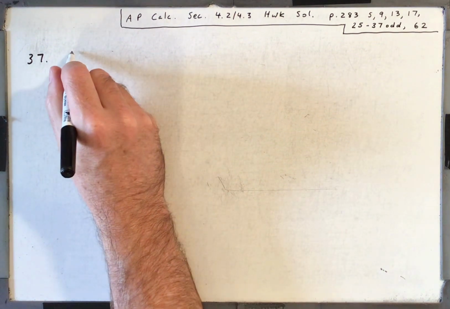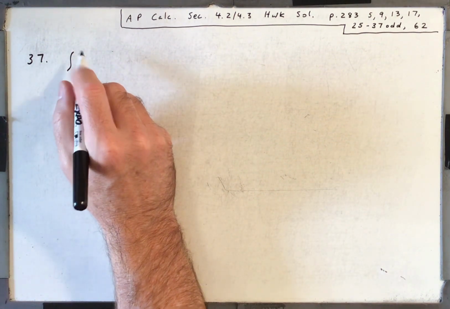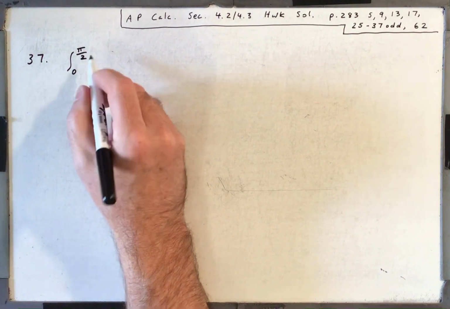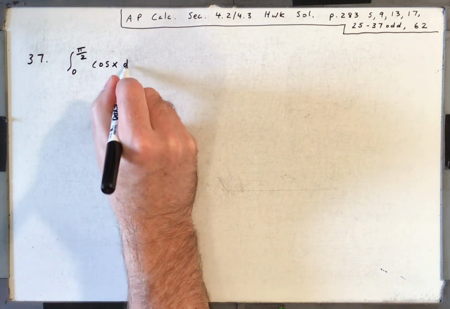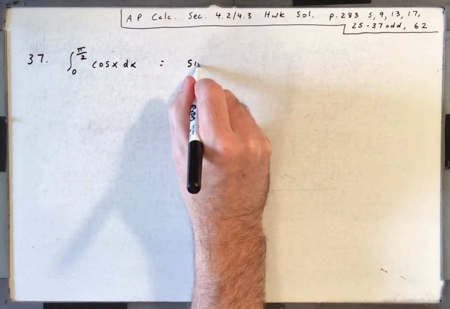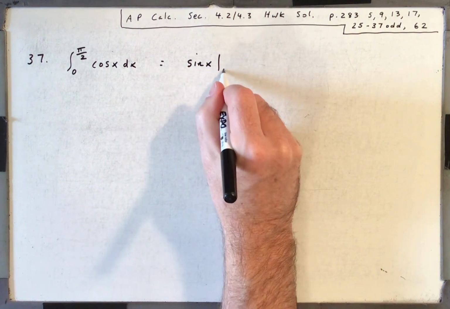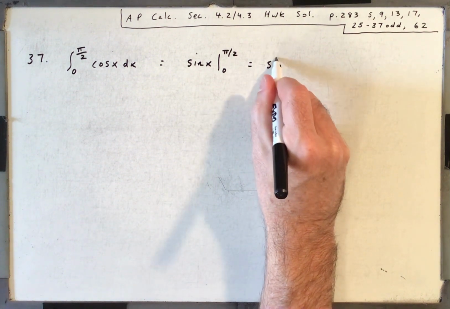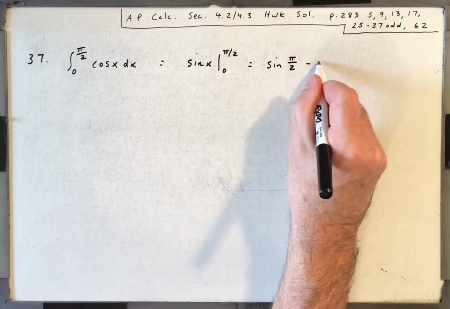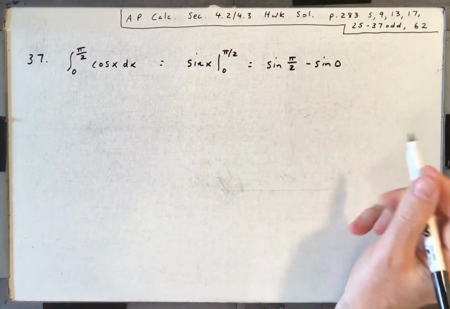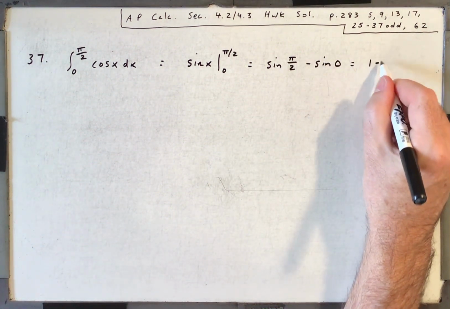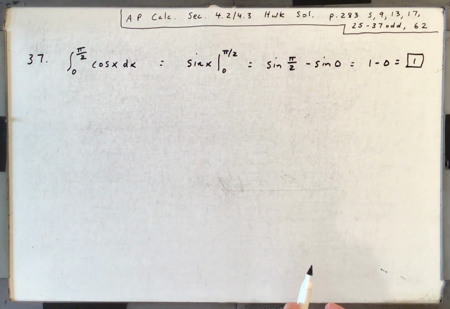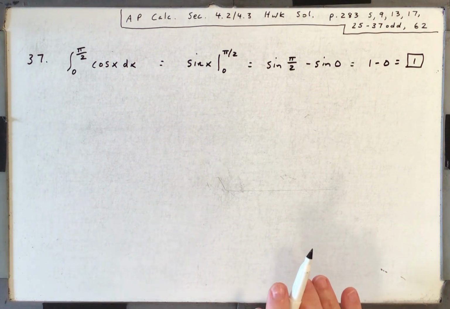37. We're finding the area from 0 to pi over 2 of cosine x. All right, this is easy. So the antiderivative of cosine would be sine x. From 0 to pi over 2, that's going to be the sine of pi over 2 minus the sine of 0. The sine of pi over 2 is 1. So that's 1 minus sine of 0, which is 0. So 1. That's a breath of fresh air compared to number 35, isn't it?